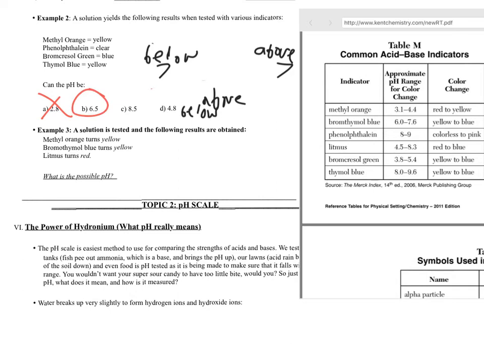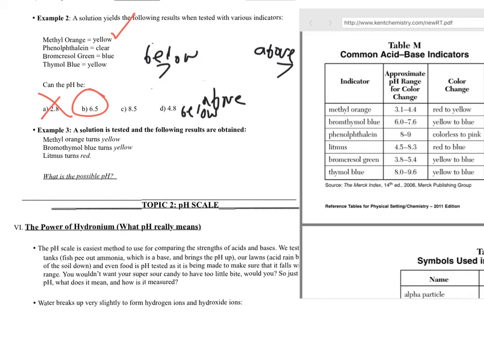Now, same thing, I'm going to start with methyl orange. In order for it to be yellow, it's got to be higher than this pH range. It's got to be higher than 4.4. That checks out so far. So 6.5 is definitely higher than 4.4. But we're not quite done yet, because that only works for this first clue.